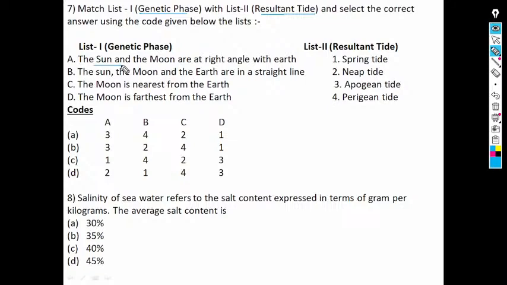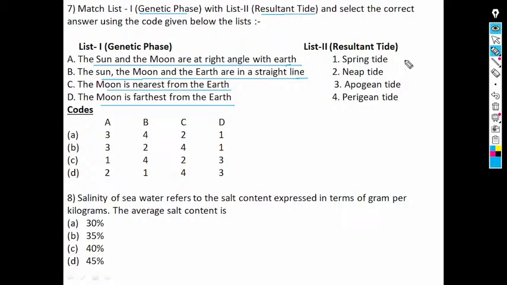Sun and moon are at right angle with the earth. Sun, moon, earth are in a straight line. Moon is nearest to the earth. Moon is farthest from the earth. Sun and moon are at a right angle with the earth.